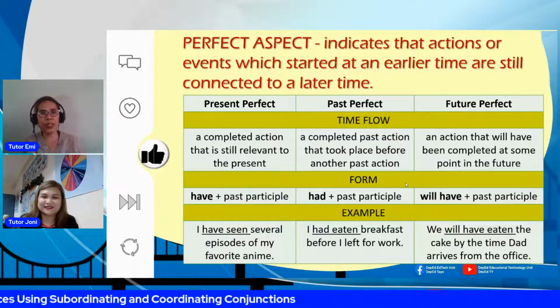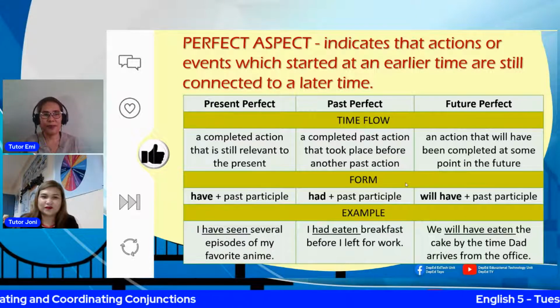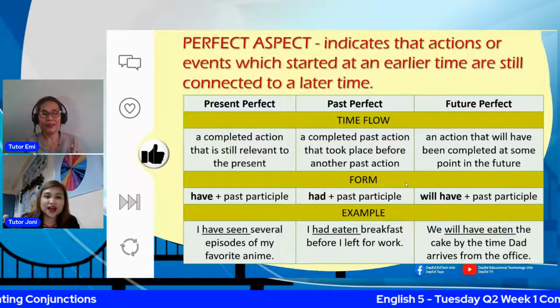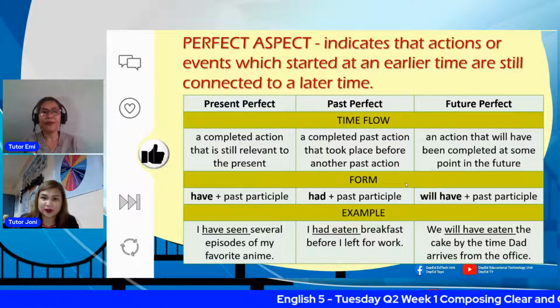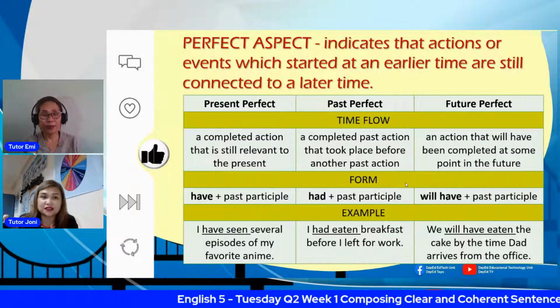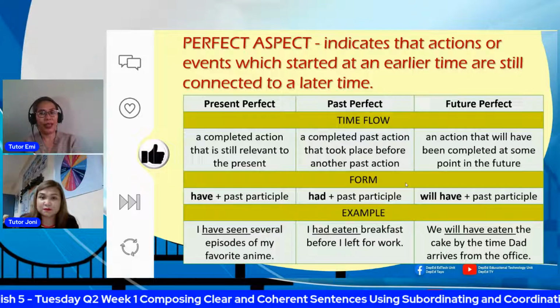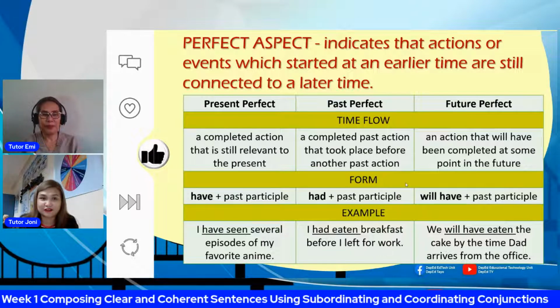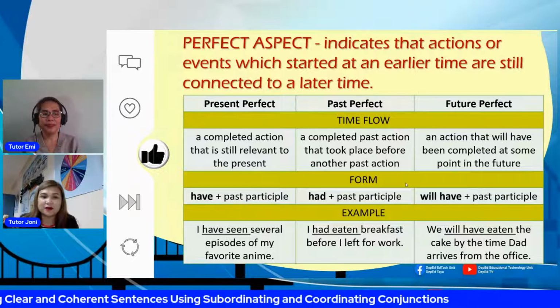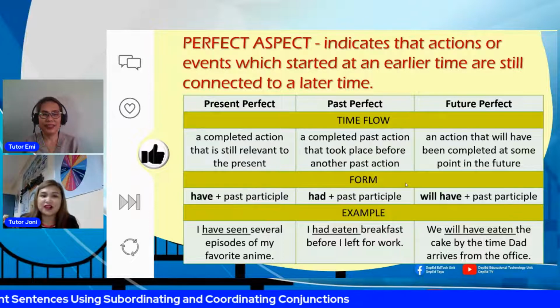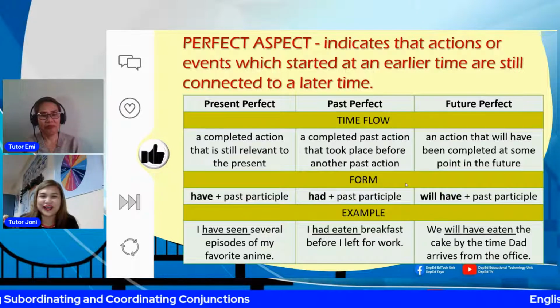So let's try the present perfect. A completed action that is still relevant to the present. Okay, still present but still a continuing action. So you have plus past participle. So that's the form you have to remember. And then an example is I have seen several episodes of my favorite anime.